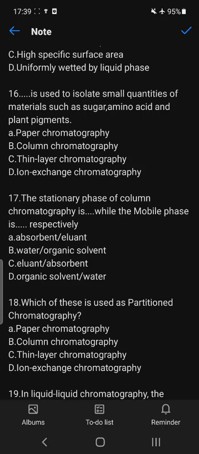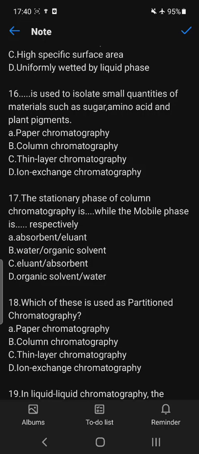Number 17, the stationary phase of column chromatography is dash while the mobile phase is dash, respectively. Please always take note of the word respectively. A, adsorbent slash eluent. B, water slash organic solvent. C, eluent slash adsorbent. And D, organic solvent slash water. The answer is adsorbent and eluent, which is A. What are examples of adsorbents that are used as stationary phase?